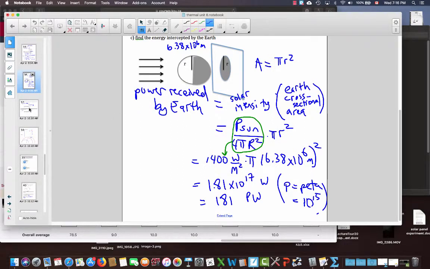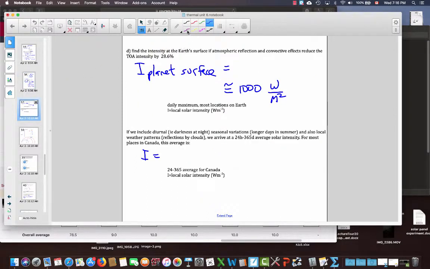Now that is, we say, at the top of the atmosphere, way up here. The atmosphere, of course, affects the amount of energy that we receive down on Earth because there's reflection, and that is going to reduce that 1400 watts by a factor of about 30%.